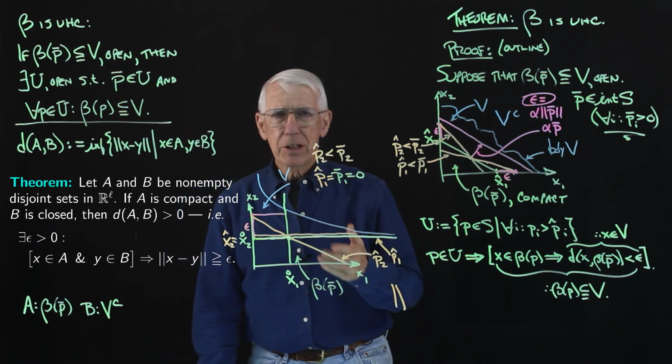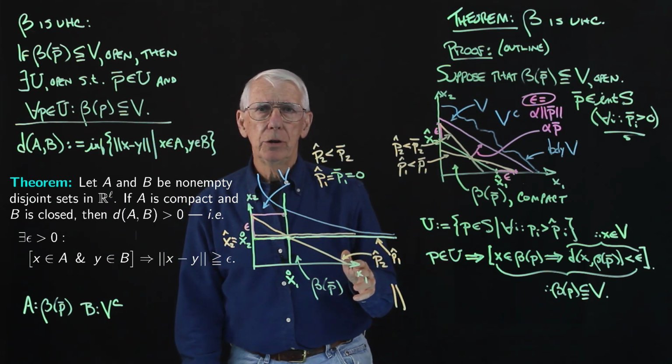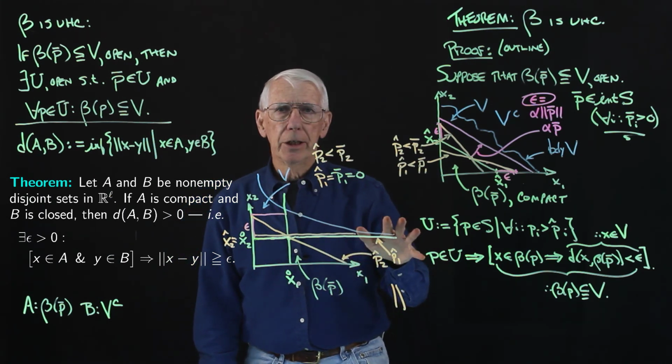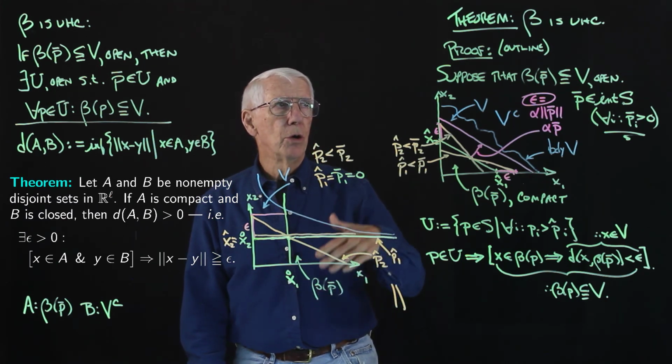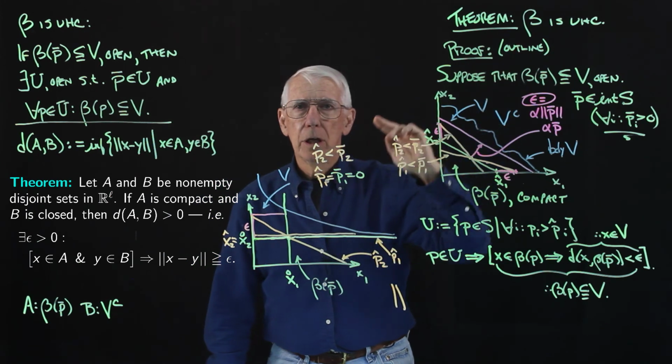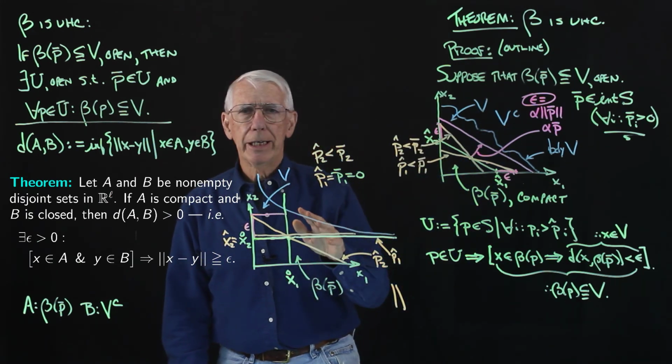And this lecture is going on a little bit long, so I think what we'll do is we'll take a break here and we'll come back and do a second part of the lecture to show that the budget set correspondence is lower hemi-continuous. So we'll take a break here and then we'll come back.